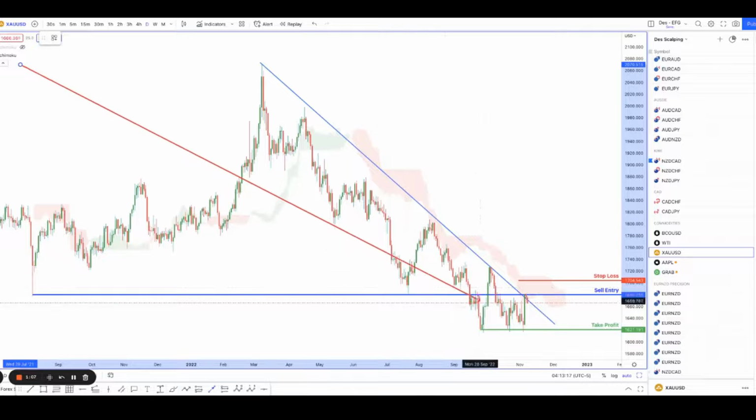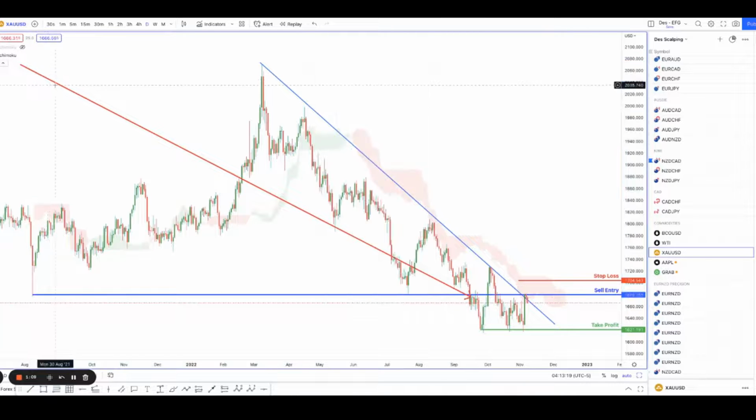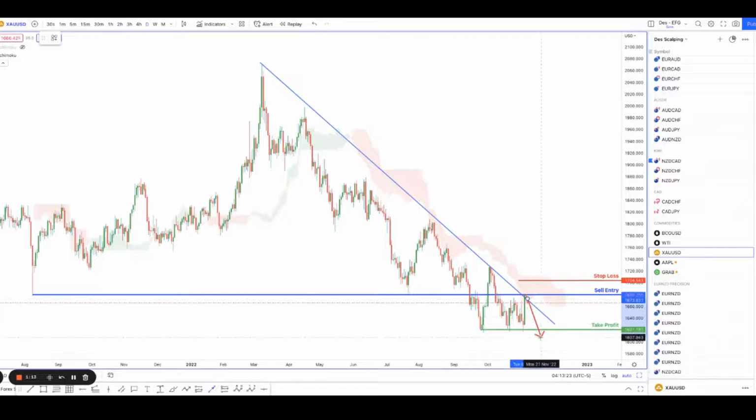Draw this arrow. Oops, that's the wrong arrow. We should be able to see price come test this level, come all the way down to our take profit here. Okay, simple enough setup.